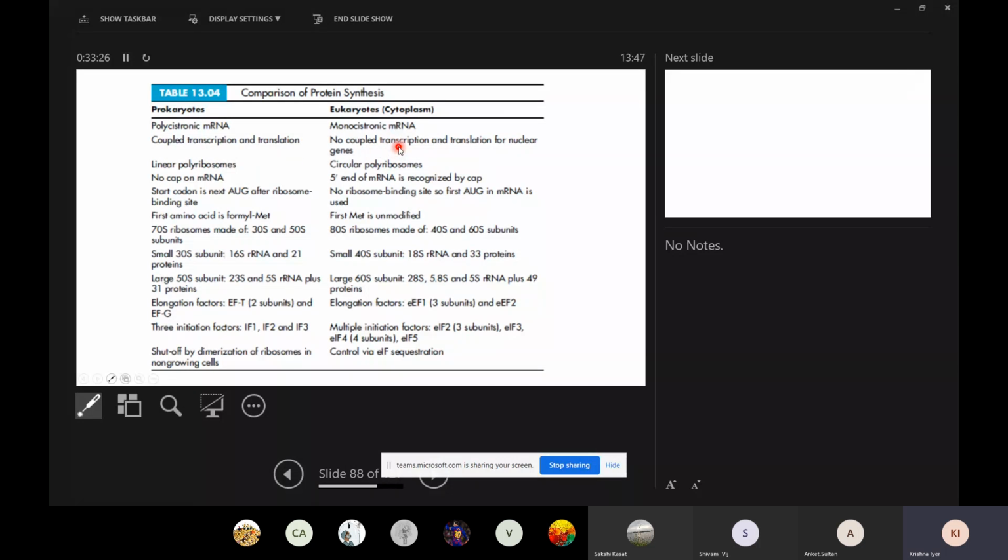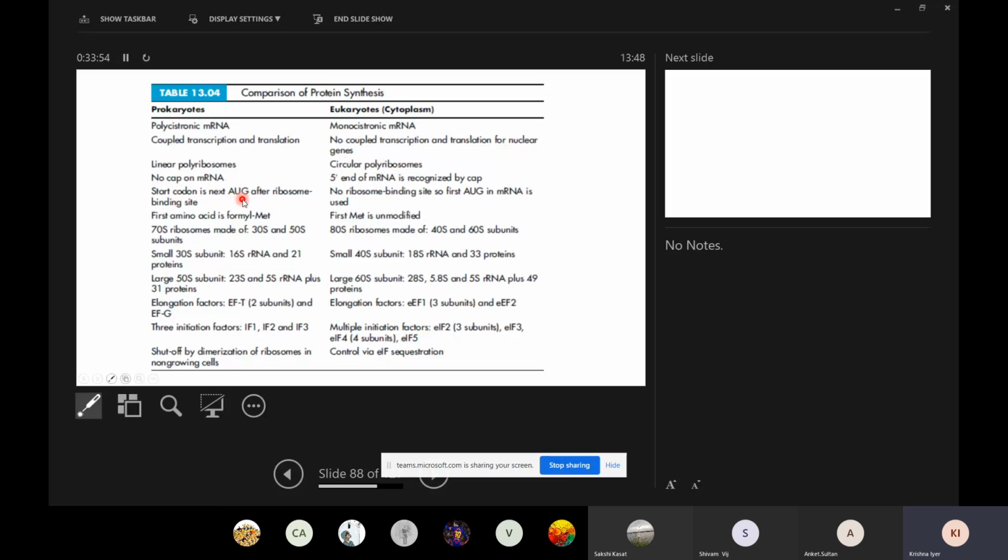Here, transcription occurs in the nucleus, and translation occurs in the cytoplasm. Here, the polyribosomes, as I say, are linear, and here they call it circular. That is because of the arrangement you get when you are actively making proteins with many ribosomes at one time. No capping of mRNA, capping of mRNA.